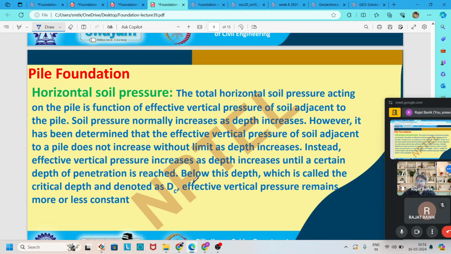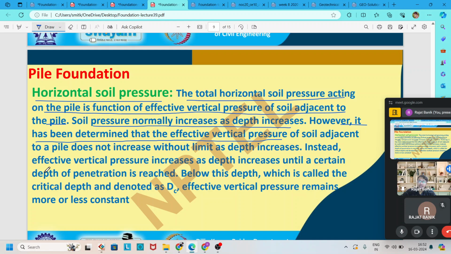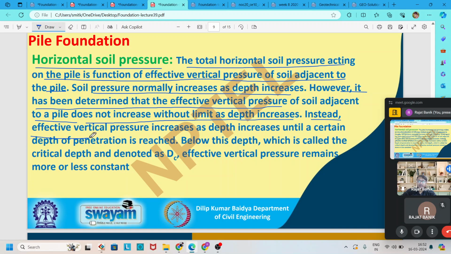Now, it is mentioned that the total horizontal pressure acting on the pile is a function of the effective vertical pressure of the soil adjacent to the pile. Soil pressure normally increases as the depth increases. However, it has been determined that the effective vertical pressure of the soil adjacent to a pile does not increase without limit as depth increases. Instead, it increases until a certain depth of penetration is reached. Below this depth, which is called the critical depth, denoted as DC, the effective vertical pressure remains more or less constant.